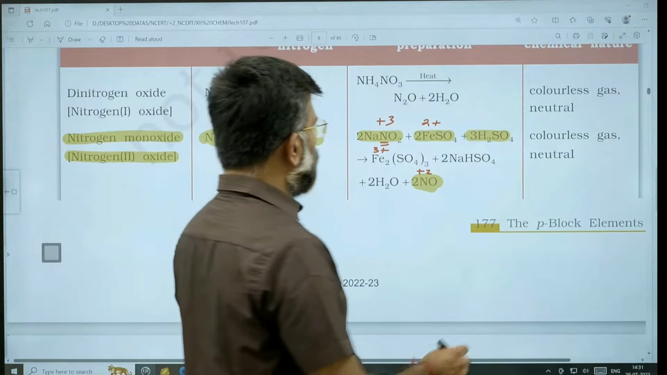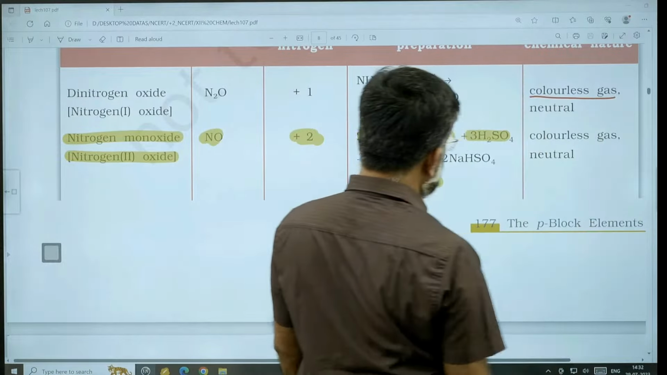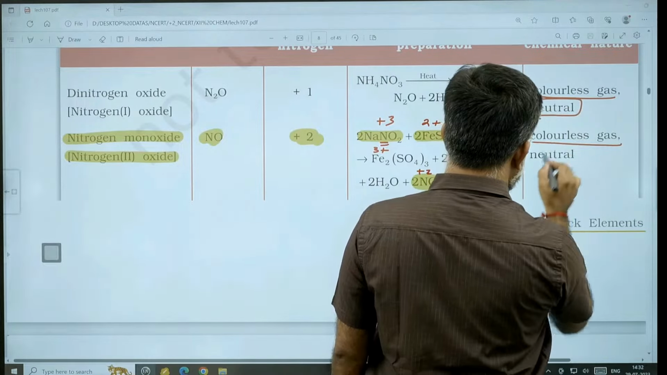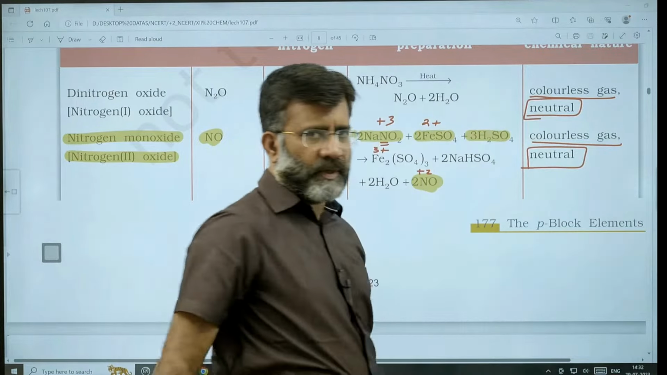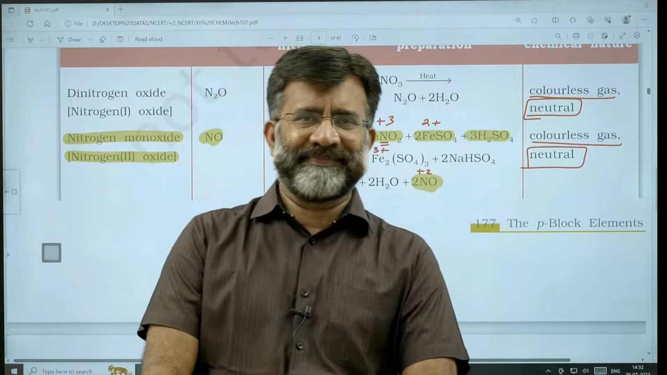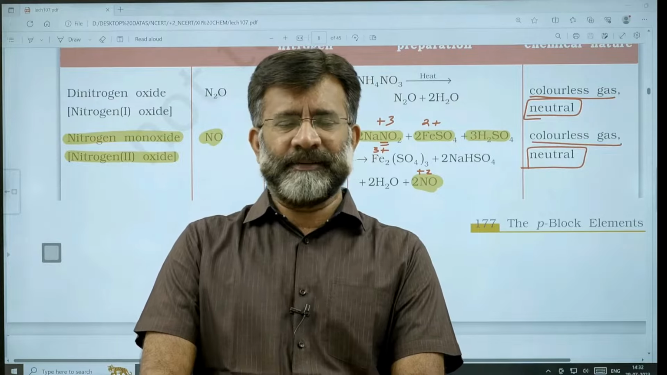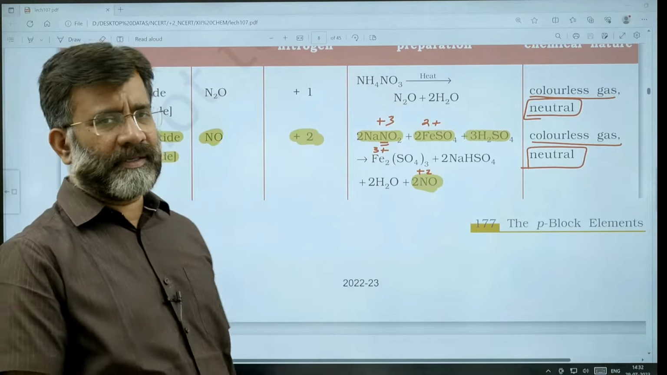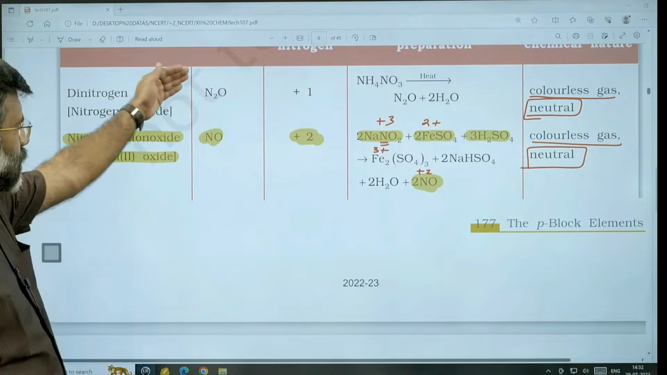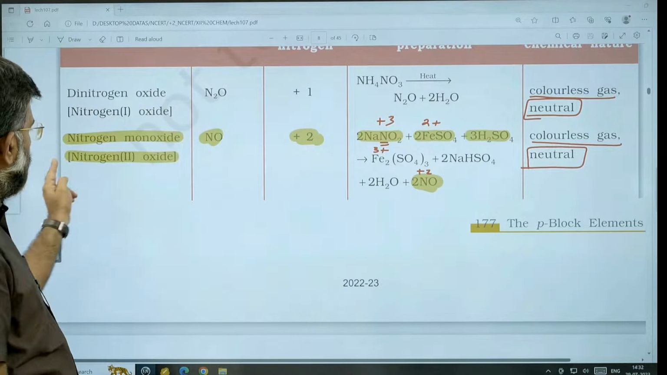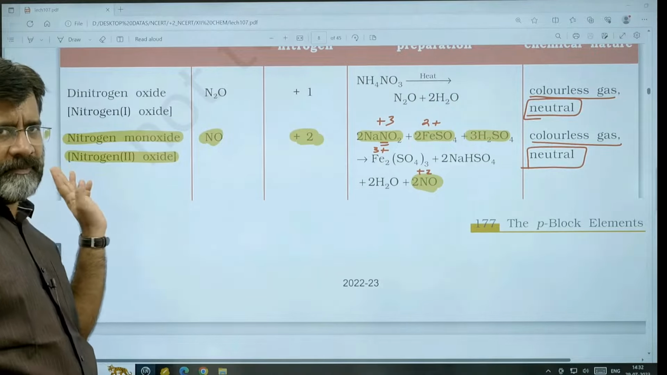Now both nitrous oxide as well as this one are colorless gases, and both are neutral also. What is meant by a neutral oxide? Neither acidic nor basic, right? So two important oxides of nitrogen, nitrous oxide and nitric oxide. Nitrogen 1 oxide, nitrogen 2 oxide. Next.